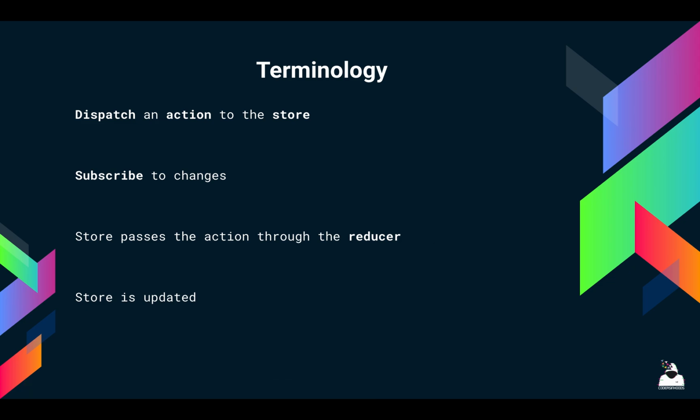So dispatch an action to the store. The store passes the action through the reducer. The reducer then returns the new state value, and the store is updated. Because we've subscribed to changes, the user interface is going to update.